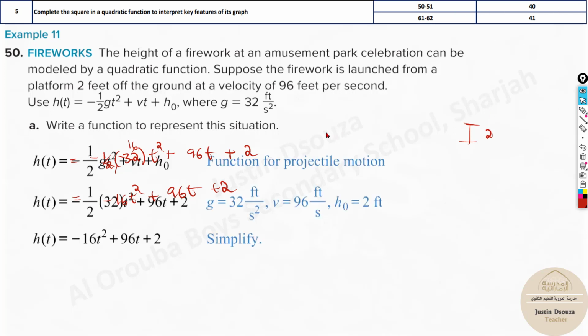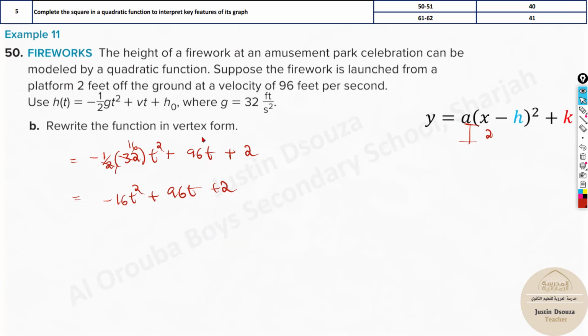Let's just look at the answer. It's negative 16t squared plus 96t plus 2. That's it. Now part B is to represent this equation in vertex form.